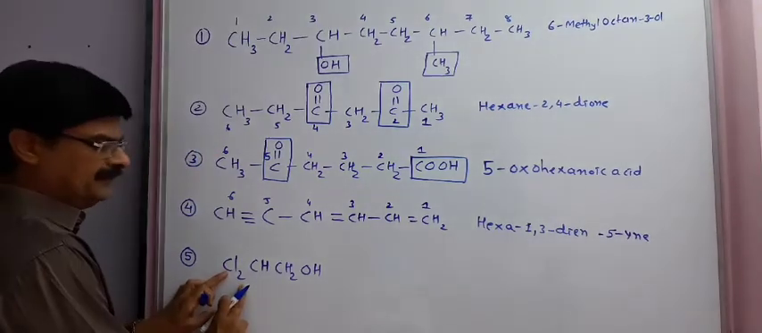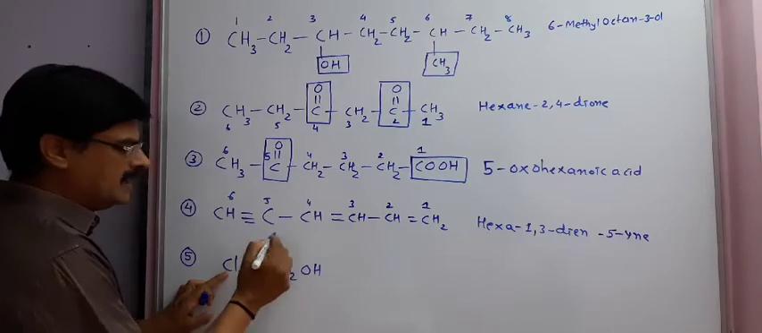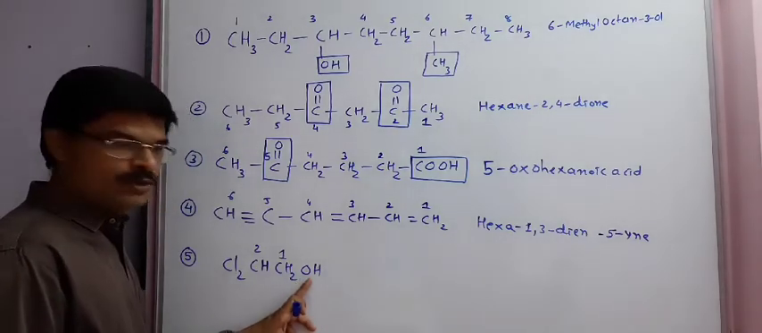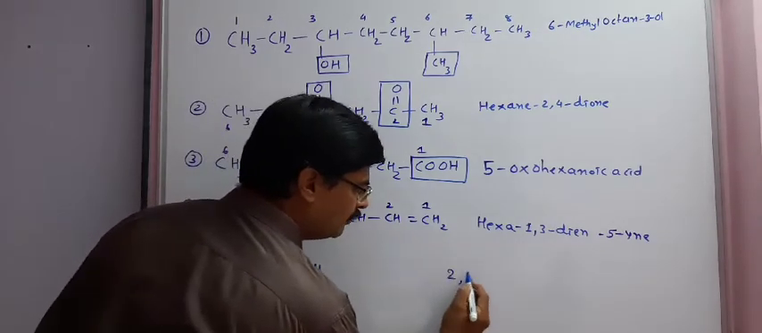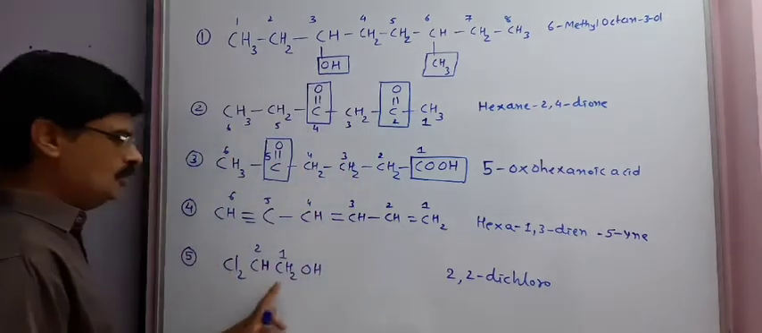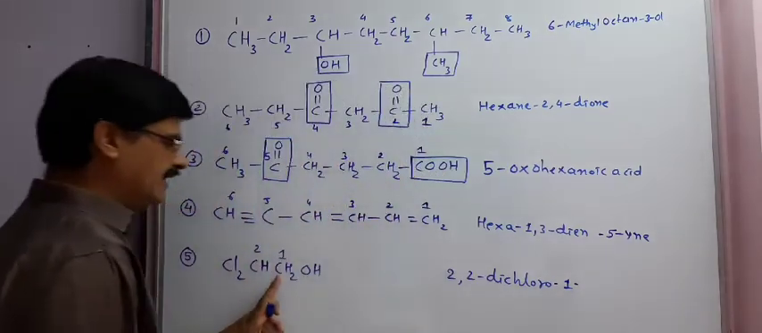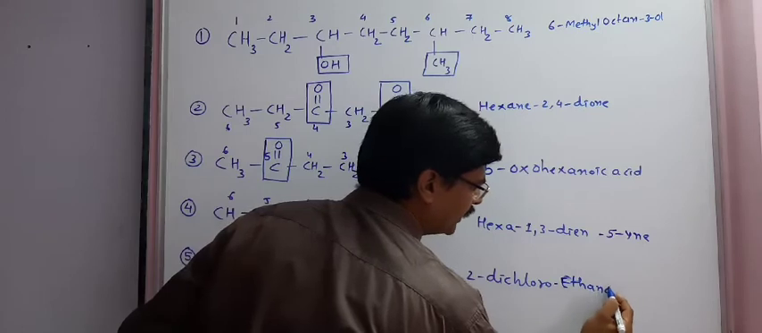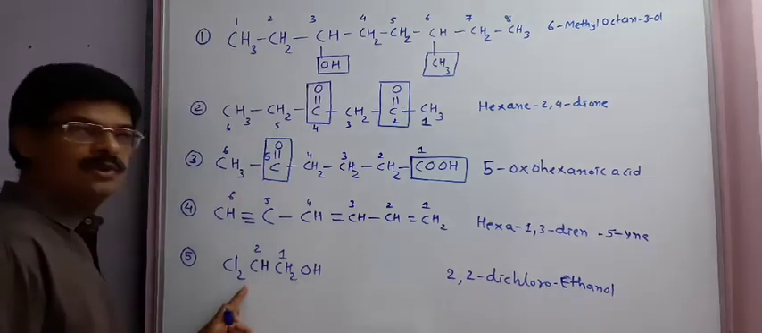Now for this one, Cl2CH2OH. So total number of carbon atoms are only 2, on which first number carbon is having OH group and second number carbon is having 2 chlorine group. So the IUPAC name of this compound will be 2,2-dichloro 1-hydroxy, or simply we can say ethanol because of 2 carbon. Ethane 1 or ethanol. Once more, 2,2-dichloroethanol.